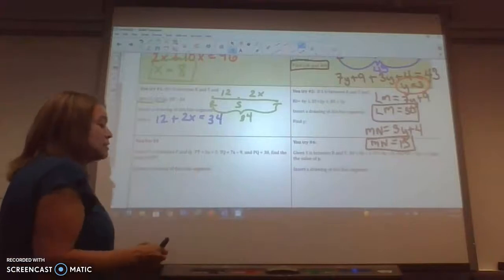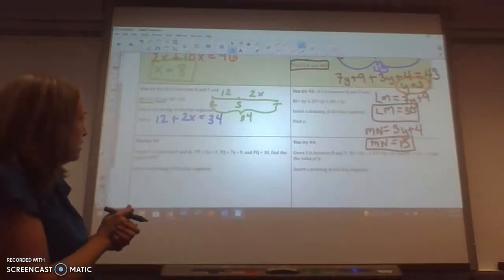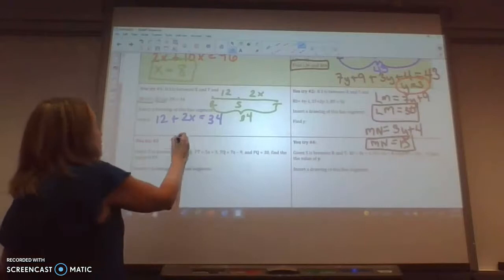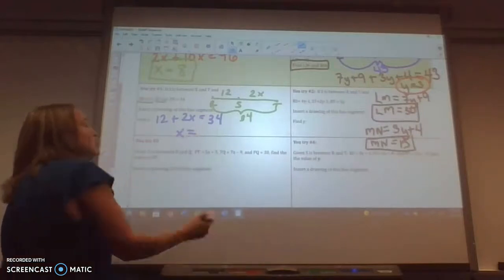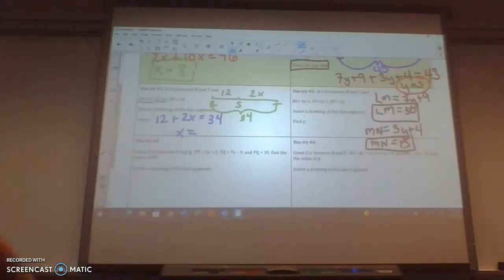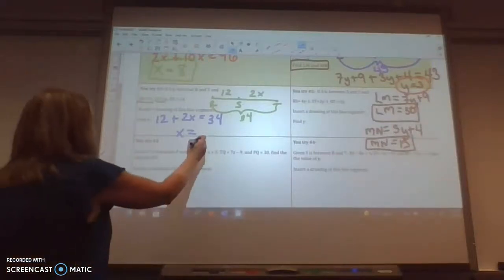I'm going to put that into Desmos, and I don't think I need to show that, do I? No, I think we got this. So x equals, Miss Barnett, do that in your head real quick. Oh, no, no. What is that? 22, 11. X equals 11.